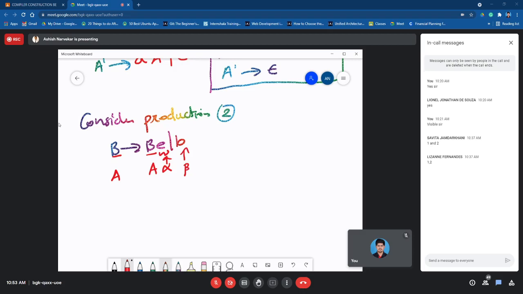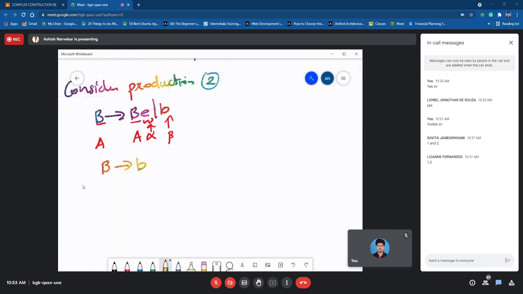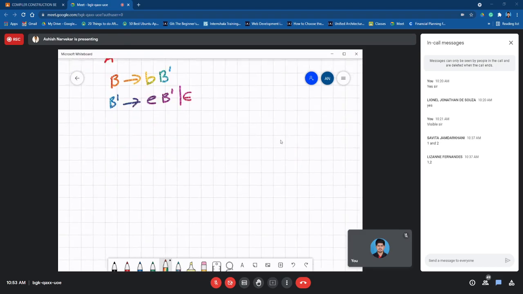So by rewriting, what we will get is B derives beta. So beta is small b, B dash. Sorry, the usual practice, so I'll follow that one. B derives small b, capital B dash, and B dash is nothing but alpha, that is E B dash, or epsilon. Okay.